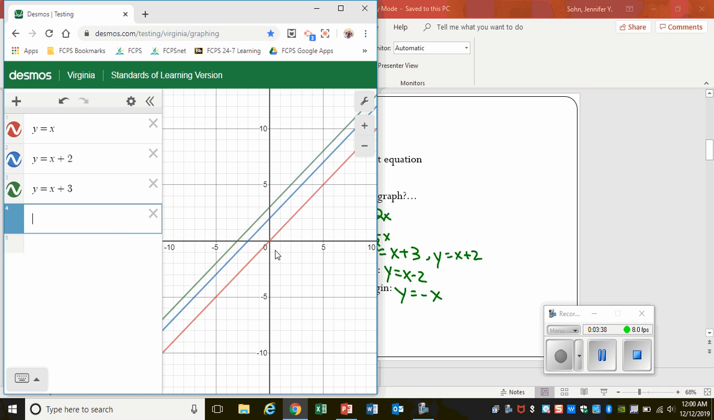So if I want to go down from here, if I go x minus 2, it will go down 2. So if you add, you go up. If you subtract, you go down.